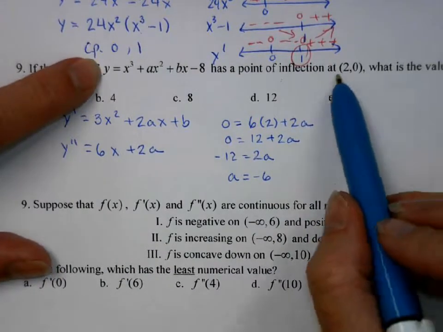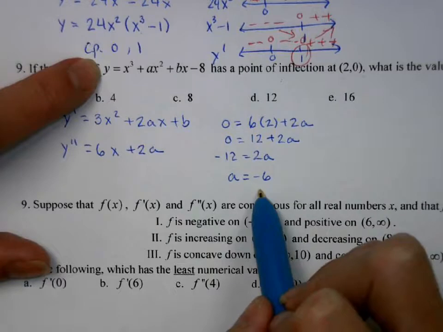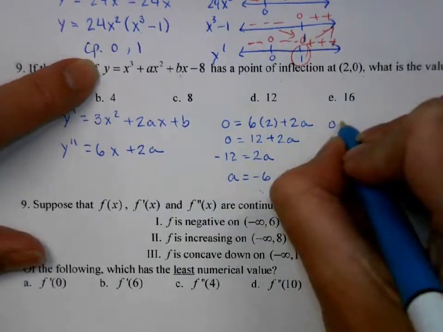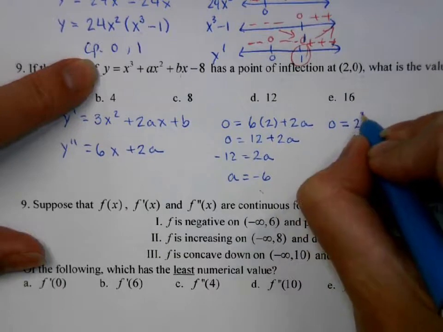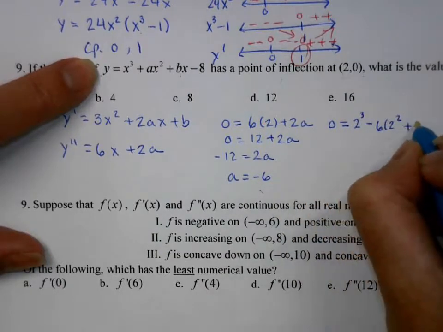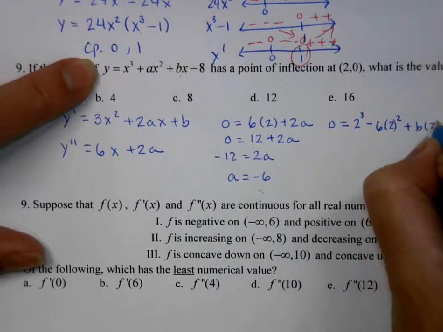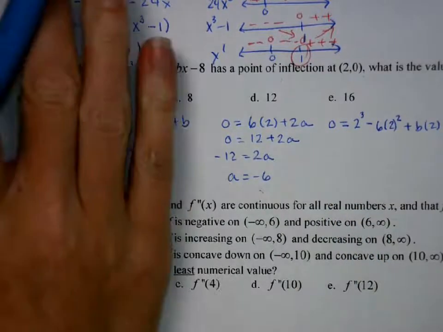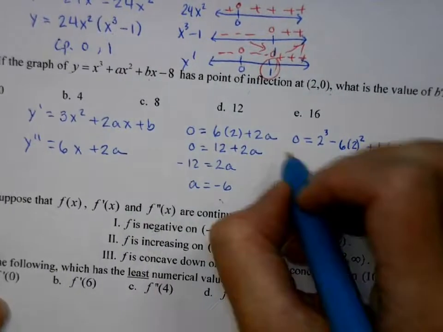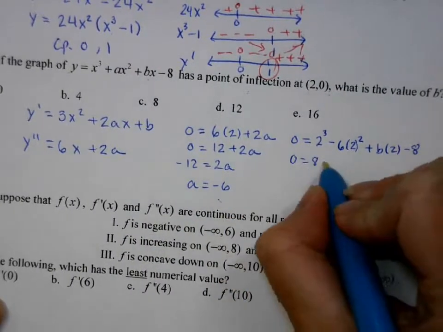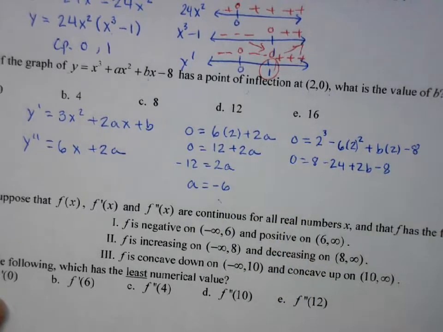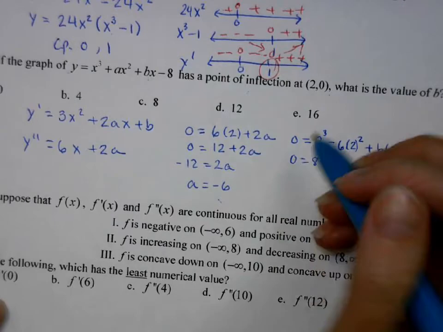So 0 equals 2 cubed minus 6 times 2 squared, plus b times 2 minus 8. So we get 0 equals 8 minus 24 plus 2b minus 8. So the 8 minus 8's cancel. I'll move the 24 over here. So when I divide, b is 12.